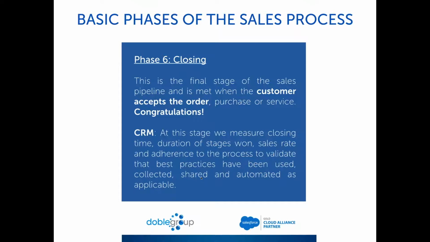So how do we manage this in the CRM? We are measuring closing time. How long are they taking to close? What is the duration of stages in general? If I know that it normally takes me 6 months or it takes me 2 days, where do I see disparity? Those that are showing disparity are the ones that we should be tackling.